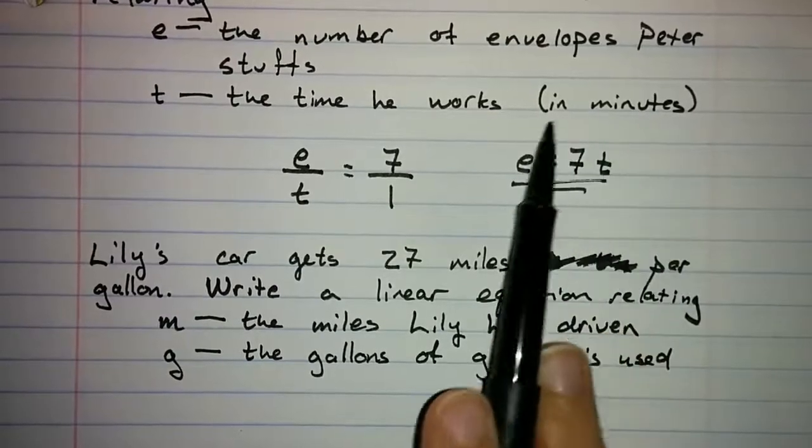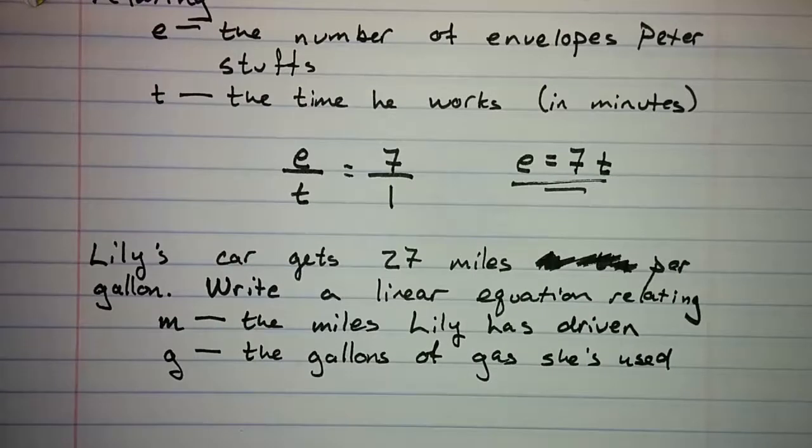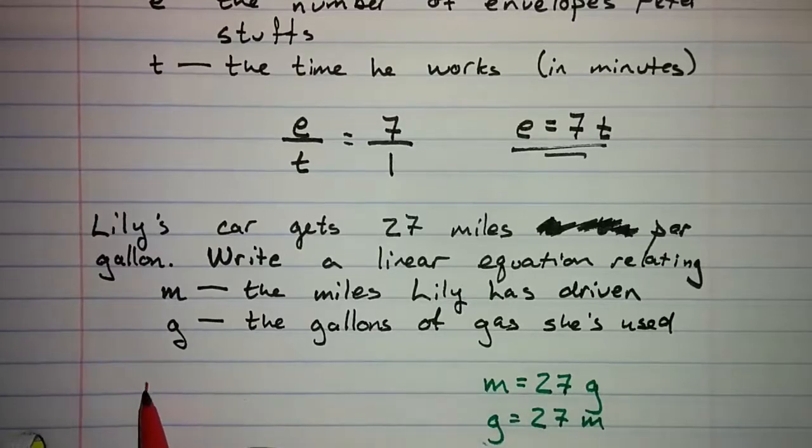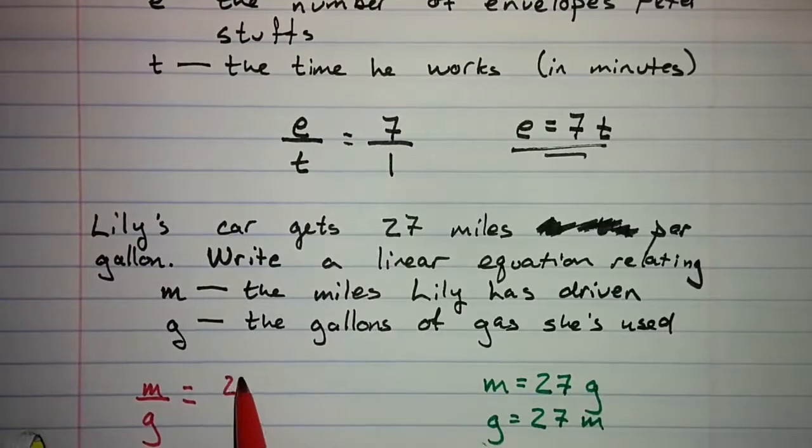Now, thinking about the kind of equations we've been getting, we know that the correct equation is going to be either miles equals 27 times gallons, or gallons equals 27 times miles. How do we choose between these? Well, we have a number of choices. Our first choice is we could go back to the proportion: miles over gallons equals miles over gallons. We see that cross multiplying, we're going to get this equation.